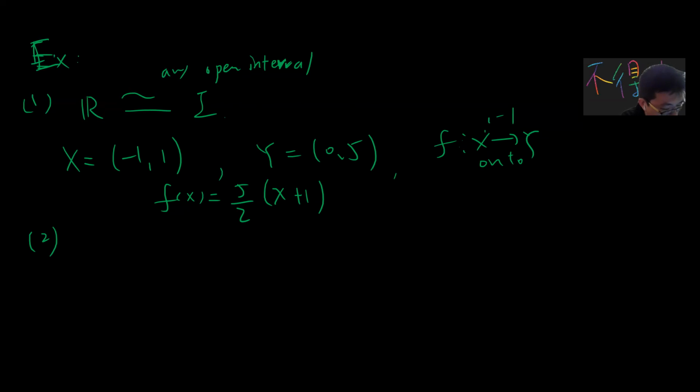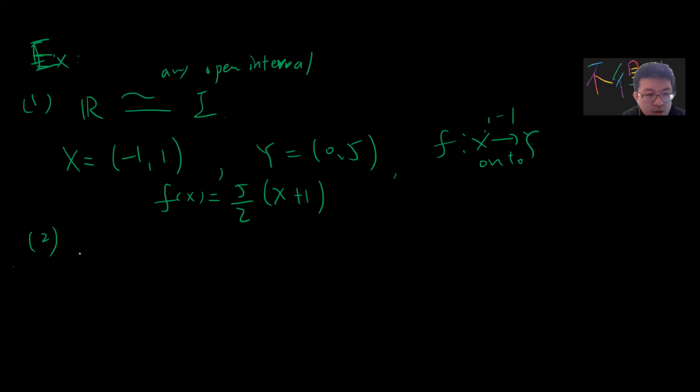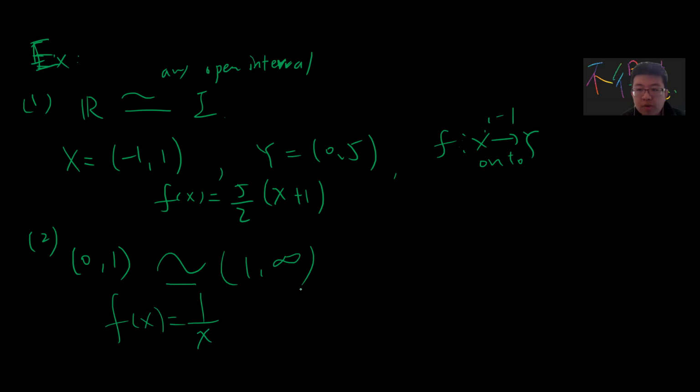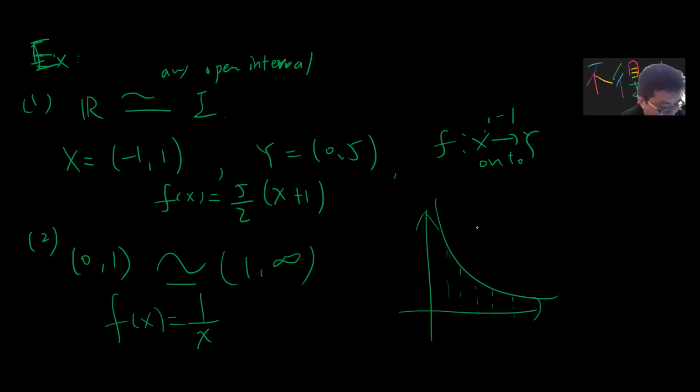Okay, and also one can check that maybe it's not obvious, but actually the open interval (0, 1) is also homeomorphic to (1, infinity). The reason is that you can choose f of x to be 1 divided by x, right? So this is a one-to-one onto map, because for each point you can find something, except for 0, and that is also continuous.